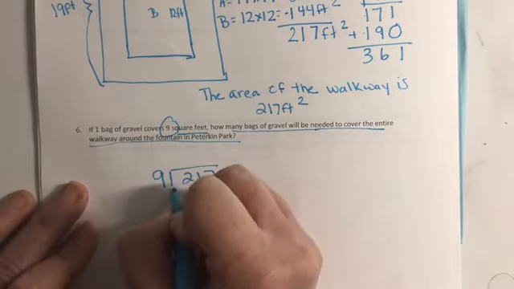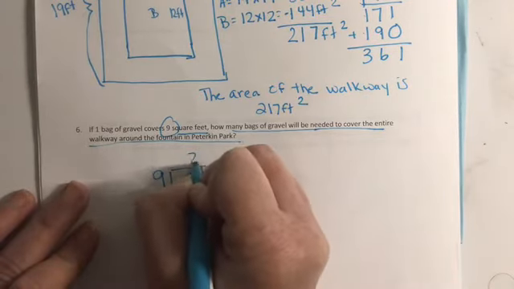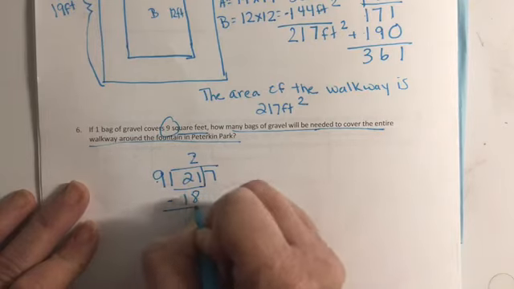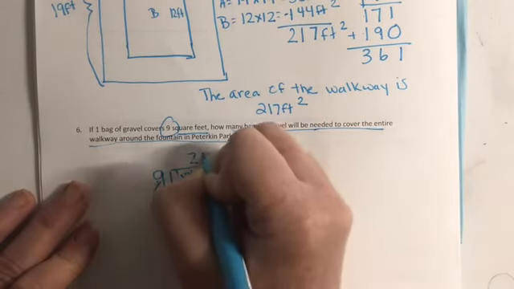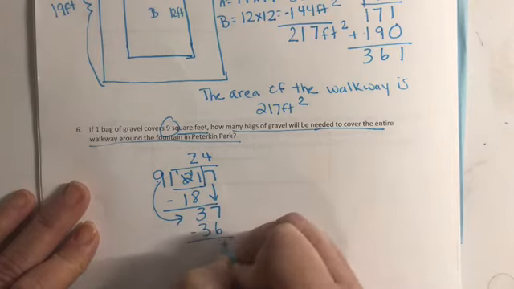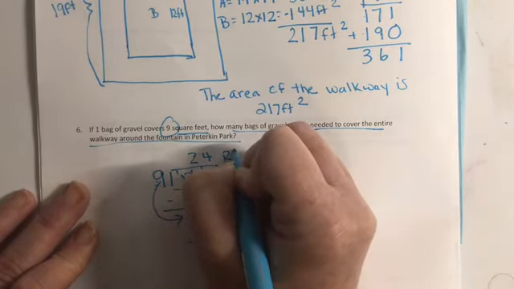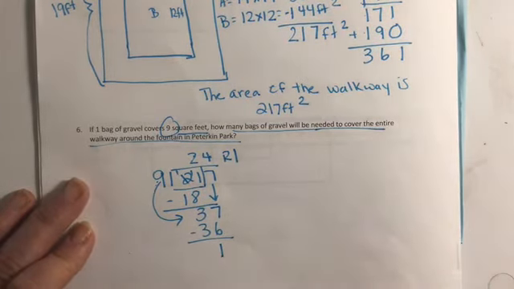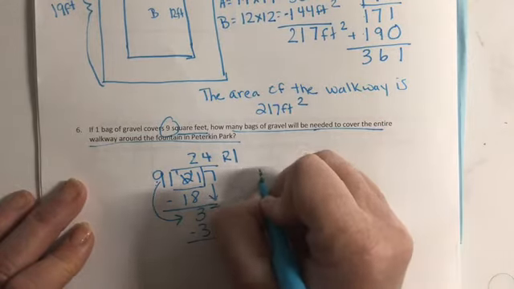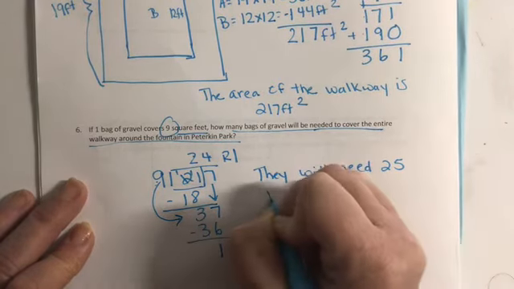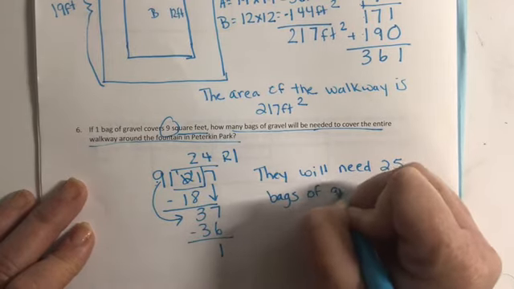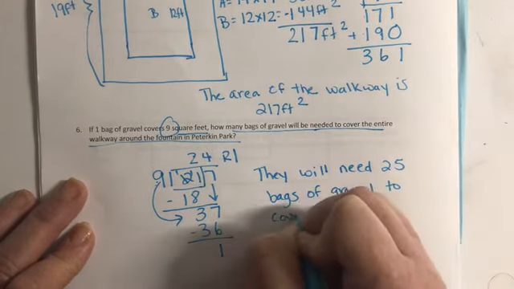Okay, so 9 divides into 21. It divides in 2 times. 2 times 9, 18, and subtract. That's 3. Bring down the 7. 9 divides into 37, 4 times. 4 times 9 is 36, and subtract. And remainder 1. So, when you're thinking about how many bags do you need, you can't ignore the remainder. You have to round up, because they're gonna need that extra bag to fill in this extra 1 square foot. So they will need 25 bags of gravel to cover the entire area.